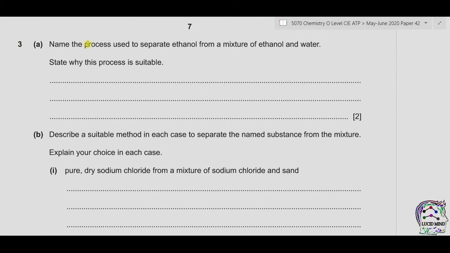Question 3 Part A. Name the process used to separate ethanol from a mixture of ethanol and water. State why this process is suitable. Now we have a mixture of two liquids, one is ethanol and one is water, and ethanol is also soluble in water. So therefore the process used will be fractional distillation.